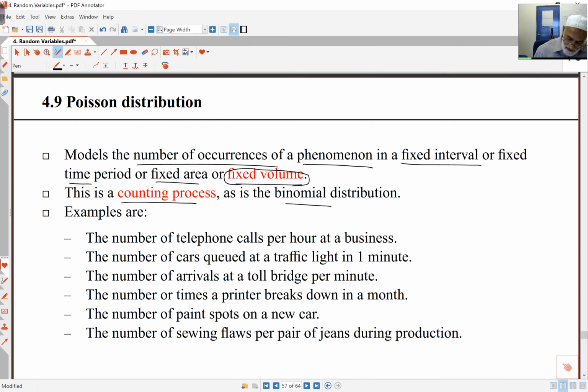Examples are typically the number of telephone calls in some time interval, the number of cars queued up at a traffic light in 1 minute, say, the number of arrivals at a toll bridge per minute, the number of times a printer breaks down in a month, paint spots on a new car, the number of paint spots or other such deformities, number of sewing flaws. You might take a look at the number of tumors, not nice things, say, in a liver, or those kinds of things. So this is where Poisson comes in.